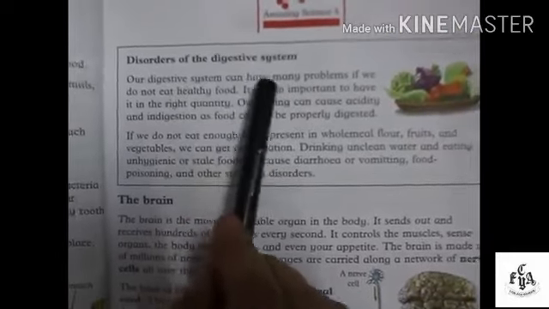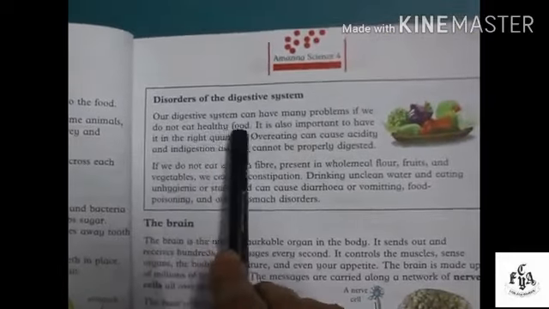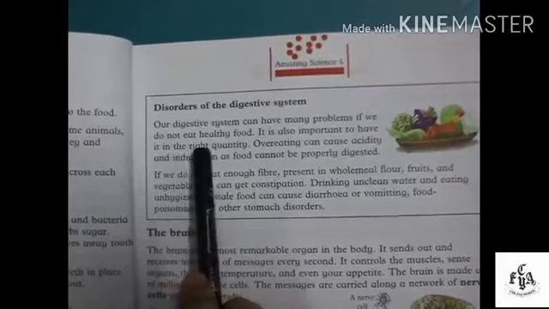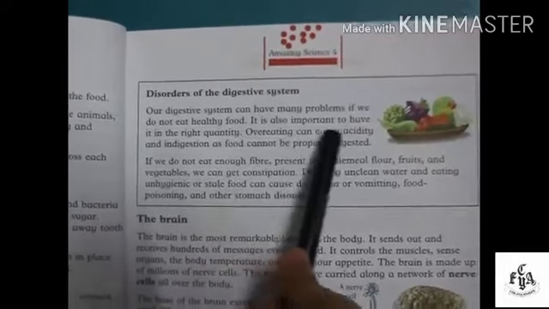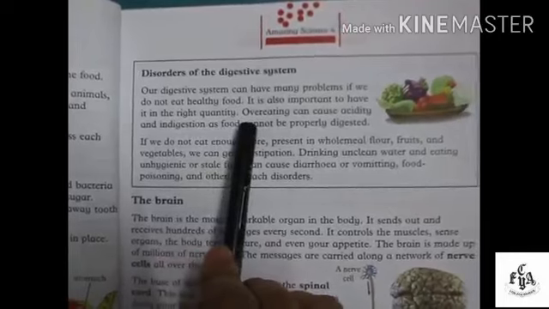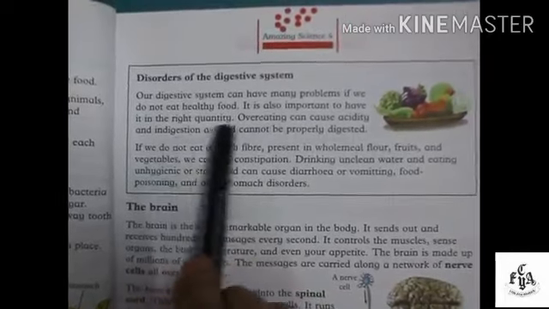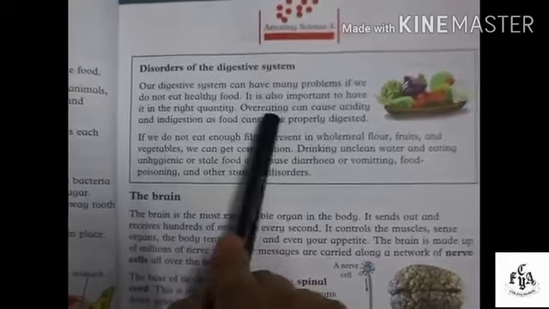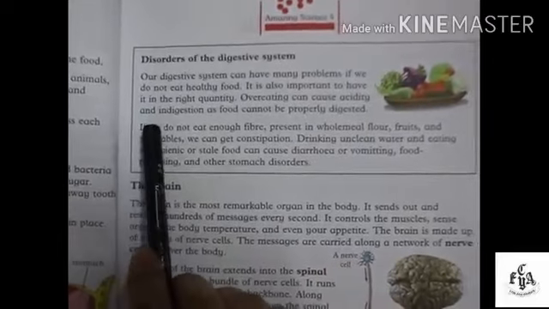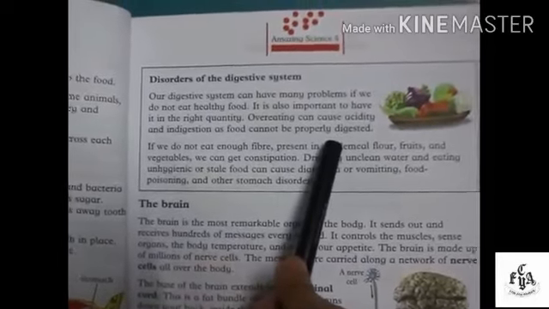Now some disorders of the digestive system. Our digestive system can have many problems if we do not eat healthy food, right? It is also important to have it in the right quantity. Overeating can cause acidity, so avoid overeating. It can cause acidity and indigestion as food cannot be properly digested.